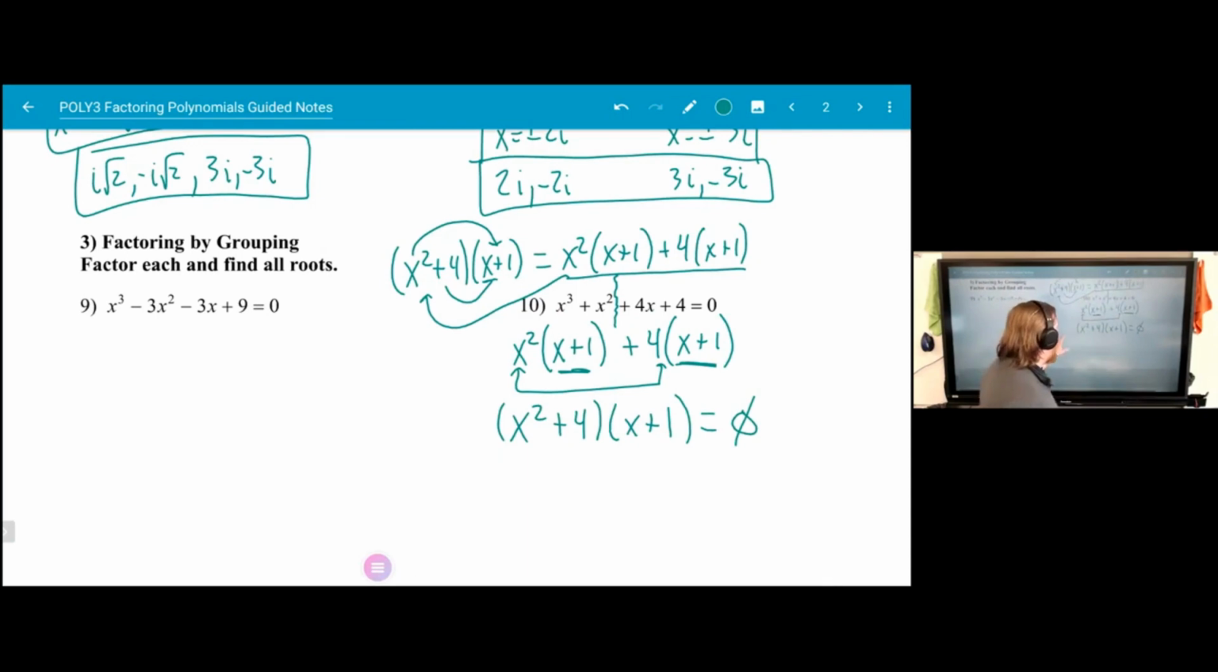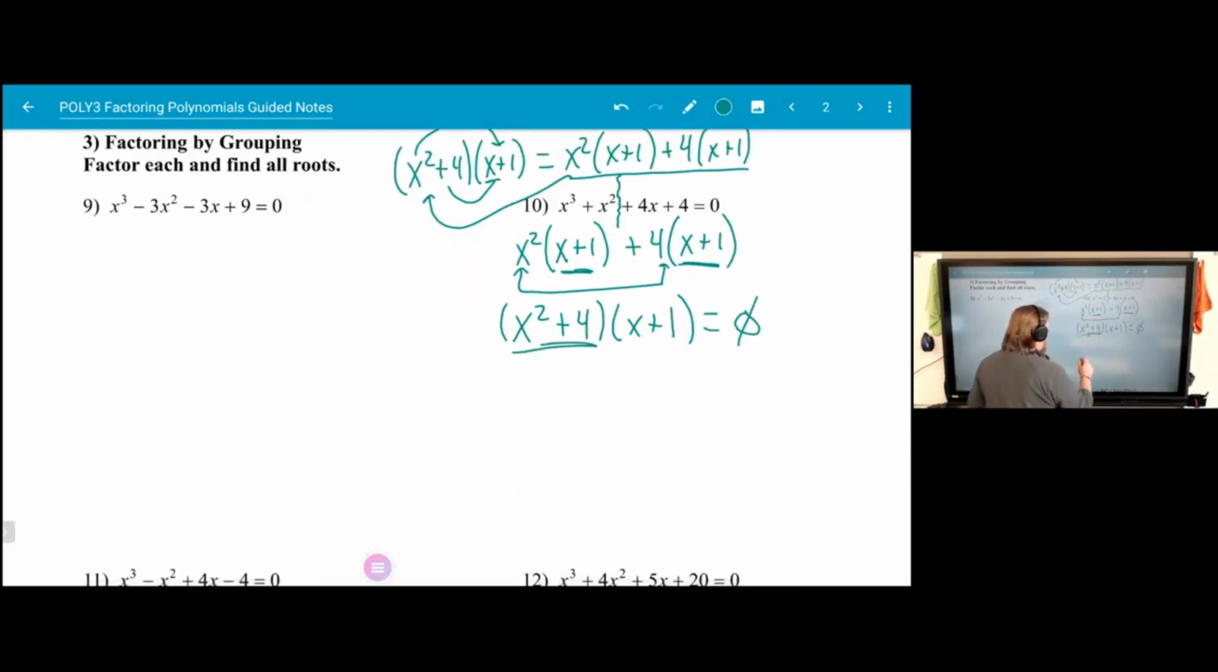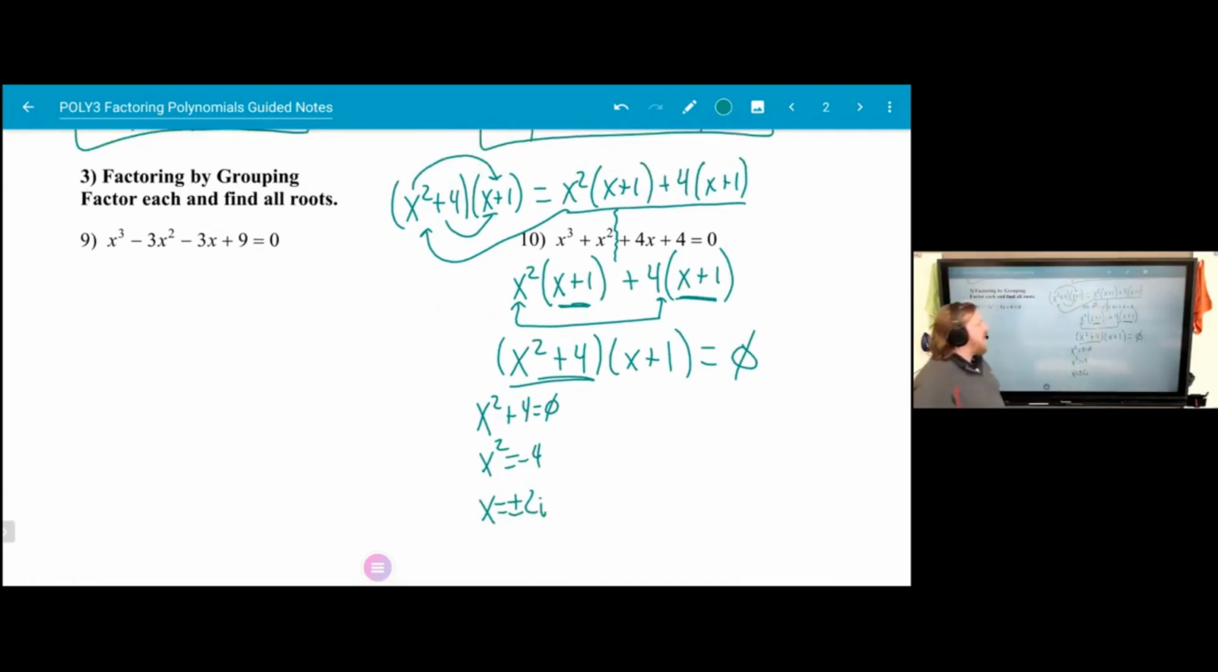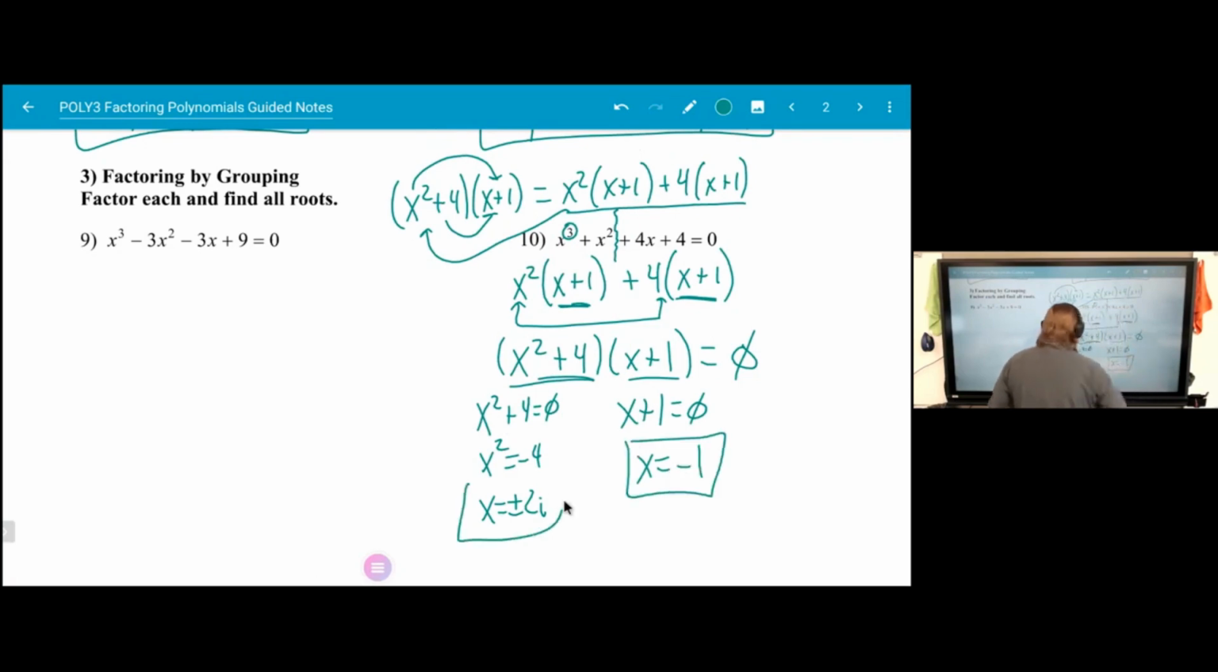I'm going to solve the same way. If I take x squared plus 4, I have x squared plus 4 equals 0, x squared equals negative 4, and x equals plus or minus 2i. So those are 2 of my solutions. And remember, we're trying to get 3 roots here. The third one comes from x plus 1 equals 0, so x equals negative 1. Those are my 3 roots. I love this stuff, man. I really enjoy this.